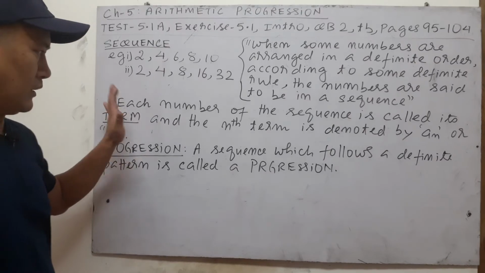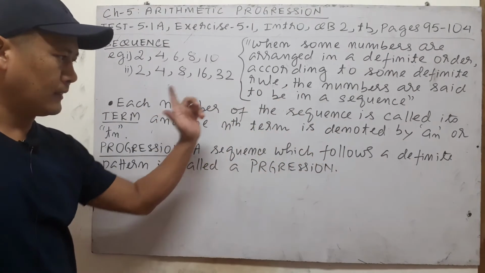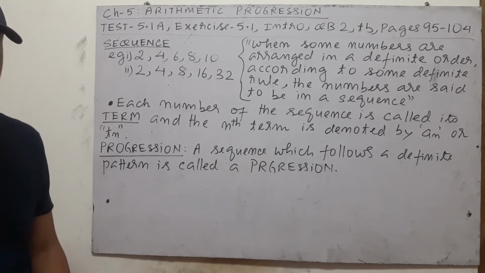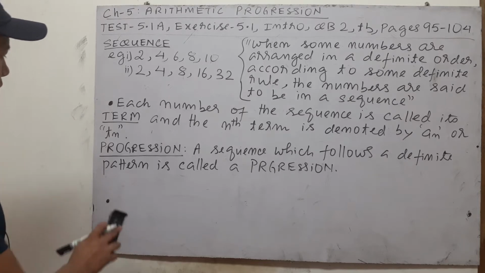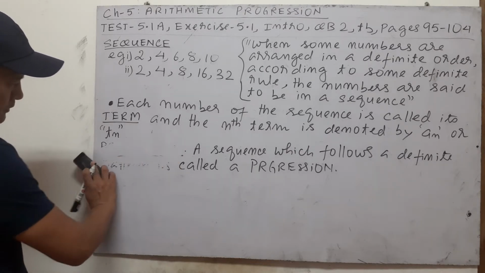So we have learned sequence. Then we have also learned that each member or number of a sequence is called its term, and the nth term is denoted by an or tn. And then we move to what is a progression. Now we're going to have to come to the main topic of this exercise.